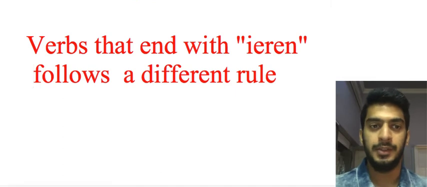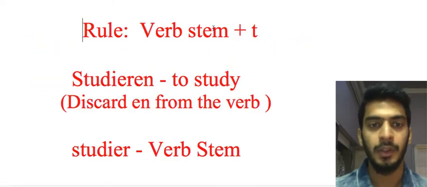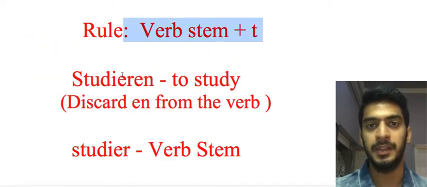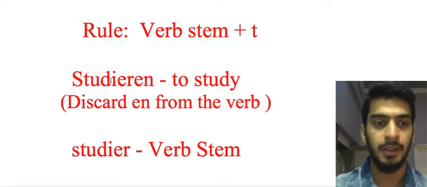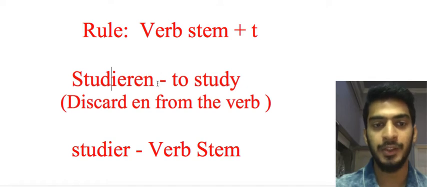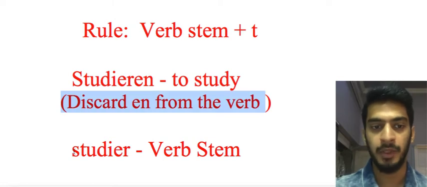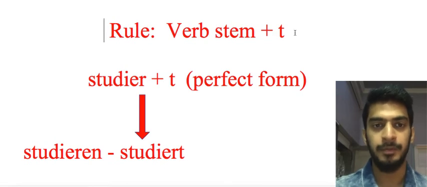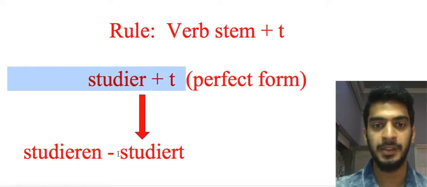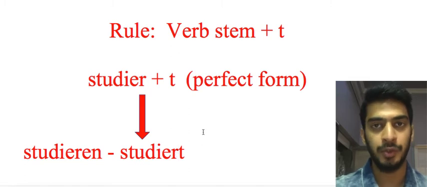Our next variation is verbs that end with ieren follow a different rule. The rule says verb stem plus t. The verb is studieren, which means to study. As we can see, the concerned verb ends with ieren, I-E-R-E-N. So discard en from the verb, we get studier as the verb stem. The perfect form, verb stem plus t, write the verb stem studier plus t. We get studiert, which is the perfect form of the verb studieren.